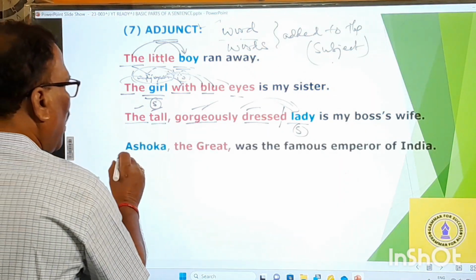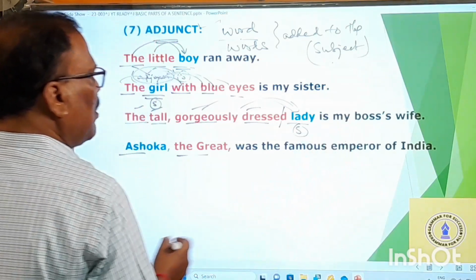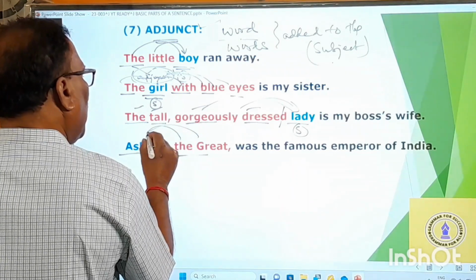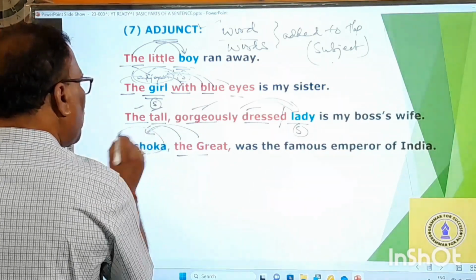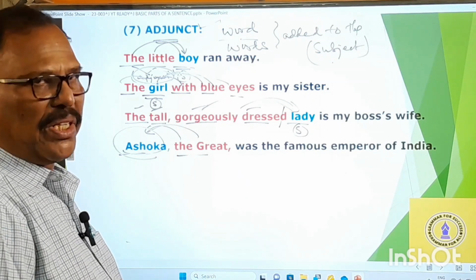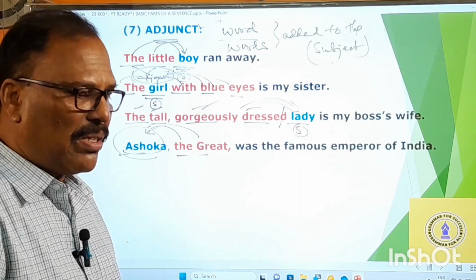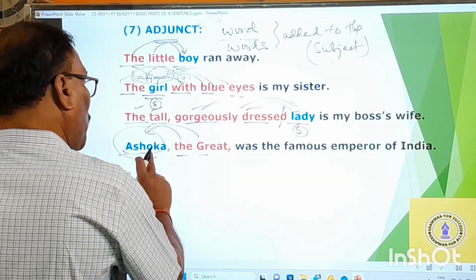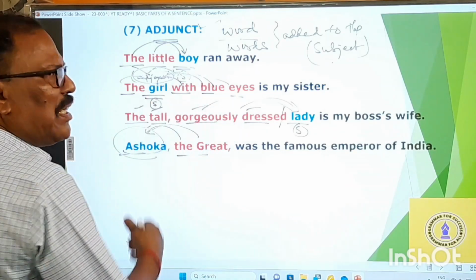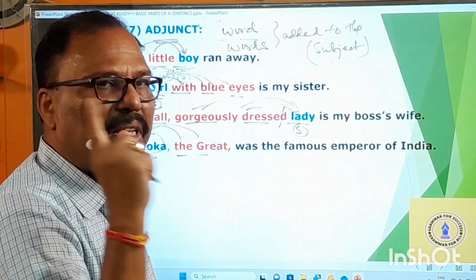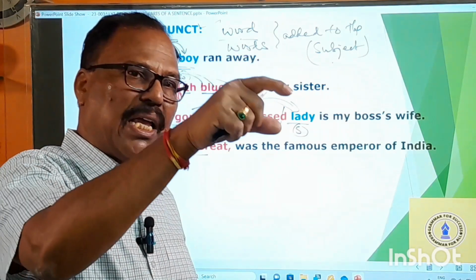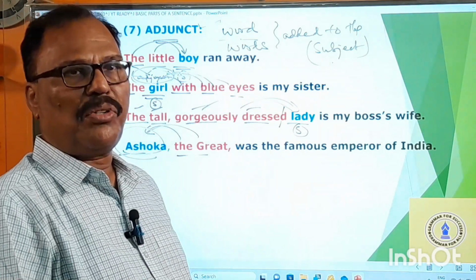And Ashoka the Great was the famous emperor of India. Here, the great in red color. What are these two words doing? They are describing this Ashoka. If I simply say Ashoka was the emperor of India, it is somewhat simple and ordinary. But here, Ashoka the Great, you are praising this man, you are qualifying this man. All these red color words are qualifying or describing the subject. So the job of an adjunct is to describe the noun, the subject.